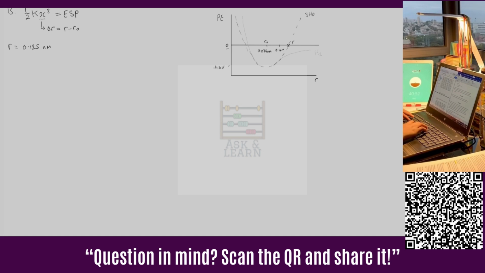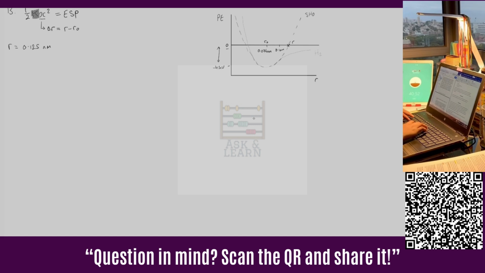And we know that as the curve changes on the x-axis, as we go from r0 to r, there's a change in the potential by about 4.5 electron volts. Okay, so now we have everything we need to calculate this value k.